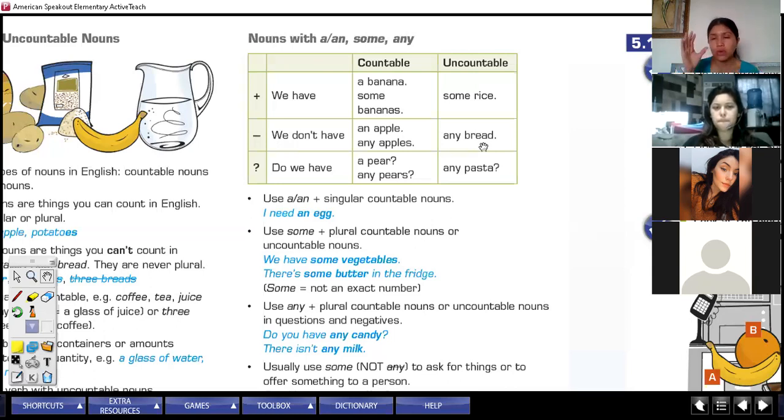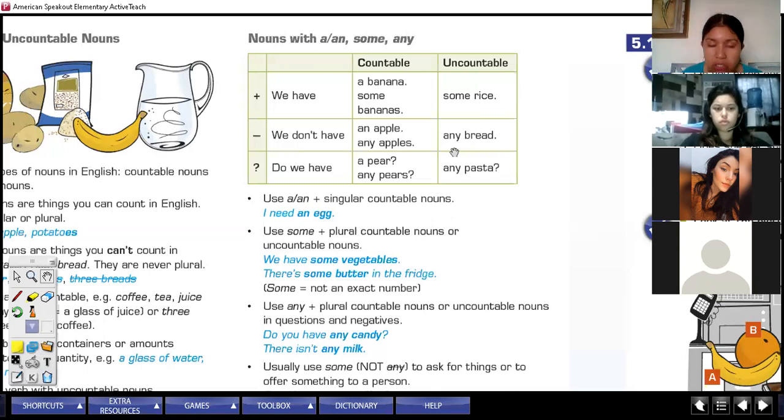In negatives, we don't have an apple. Sigo utilizando el a o el an para hablar sobre que no tengo algo singular. We don't have an apple, we don't have a banana. Y aquí, al contrario de some, voy a utilizar any para hacer una oración negativa y decir que no tengo. We don't have any apples. No hay ninguna banana. We don't have any bread. Así como en los uncountable, el some me indica que sí hay. Y el any me indica que no. Por eso el some se utiliza con oraciones afirmativas y el any con oraciones negativas. ¿Ok?